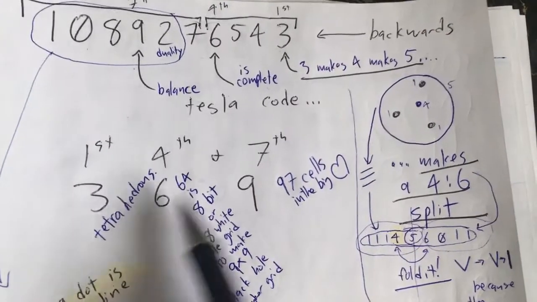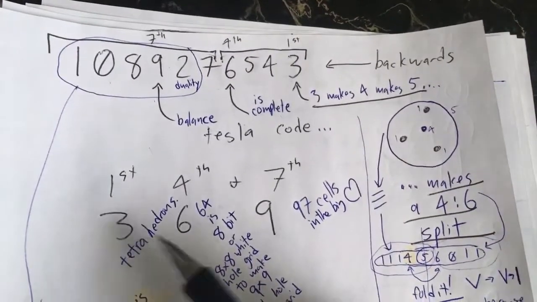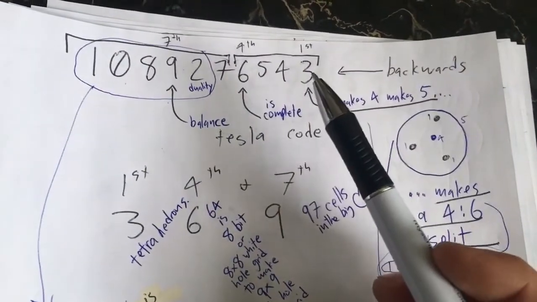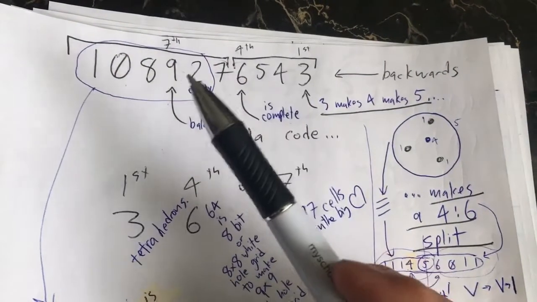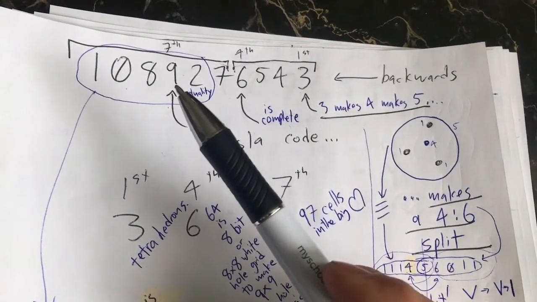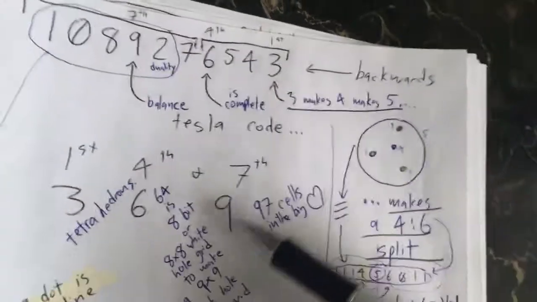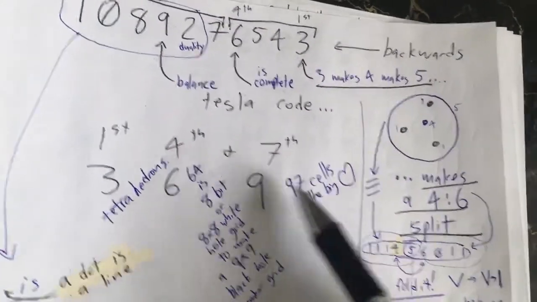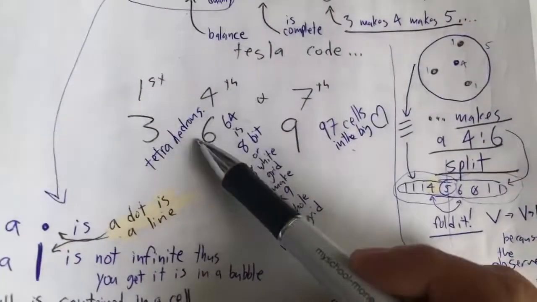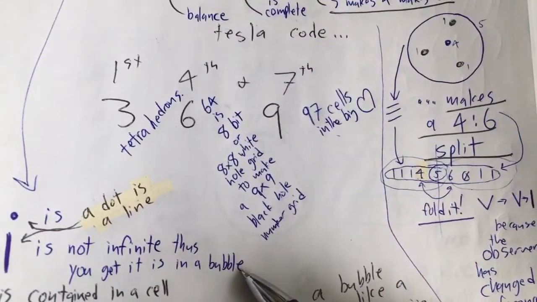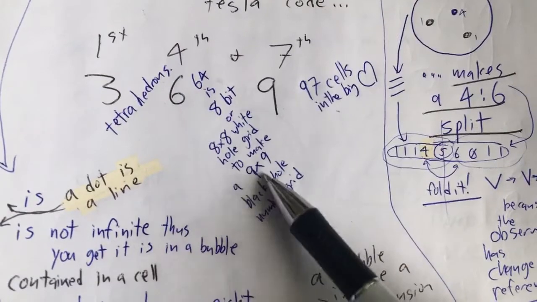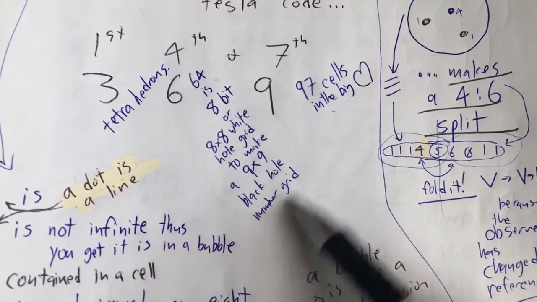He talked about 3, 6, and 9. Now, if you look at this order of number, 3 backwards would be the first thing, the 4th thing would be the 6, and the 7th thing would be the 9. There are 97 cells inside the big heart on that guy. 64 is a lot like an 8-bit cell or an 8x8 white hole grid to make the 9x9 black hole number grid. Now, does that not make sense?